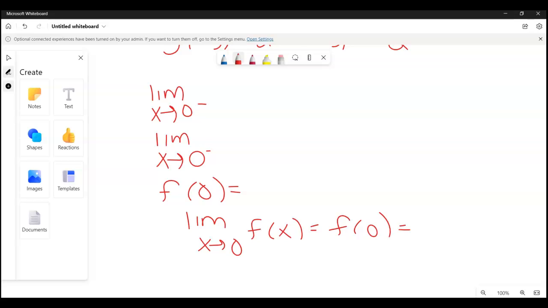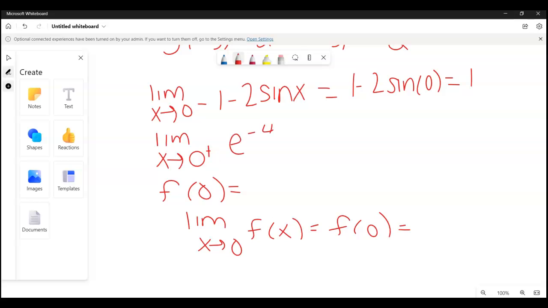So in this case, you plug in 0. The left-hand limit is the limit of 1 minus 2 sine x. Well, I wrote the limit, so I can't plug it in yet. So then it's 1 minus 2 sine 0, which is 1. And then the right-hand limit comes from e to the negative 4x, which is e to the 0, which is also 1. So the left-hand limit equals the right-hand limit, therefore f is continuous at 0.